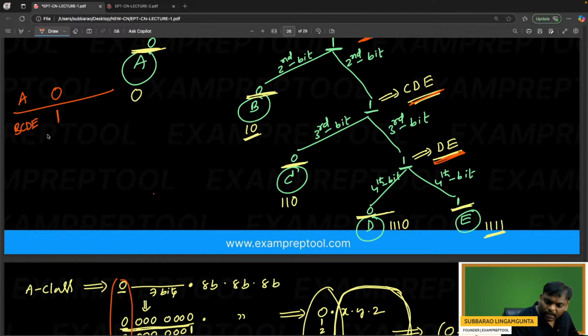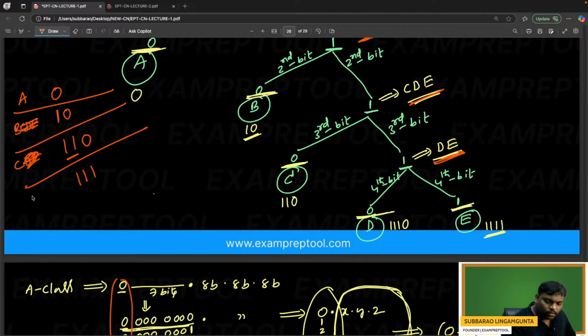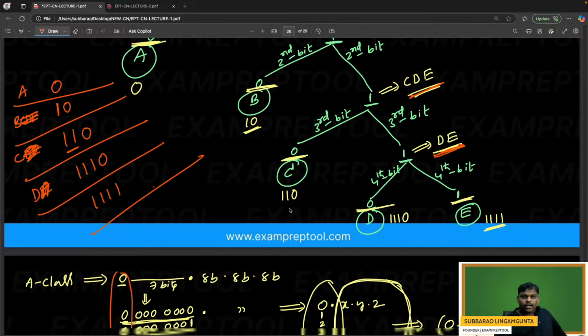Now to discriminate further, if the first bit is 1 followed by 0, then B. If it is 1, 1, the answer is C, D, E. In C, D, E, the next one: if it is 1, 1, 0, then C. If it is triple 1, then D or E. If you keep 0, then it is D. The remaining is 4 ones, E. So like that.